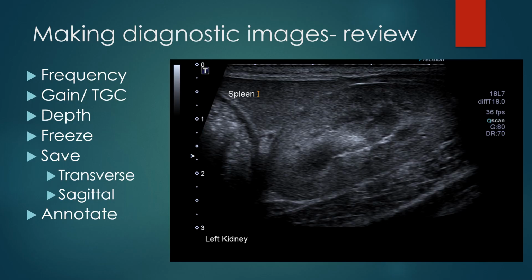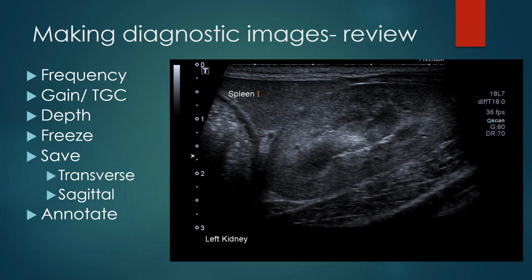Once you have the organ that you want to take images of and you have your depth set, you have your frequency where you want it and your gain, you're going to press the freeze button, you're going to annotate it and save it. Do also keep in mind your planes, so transverse plane versus sagittal plane. Again, this has been covered in previous sections.